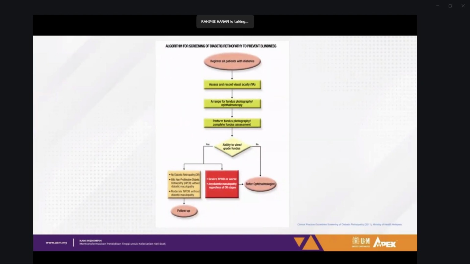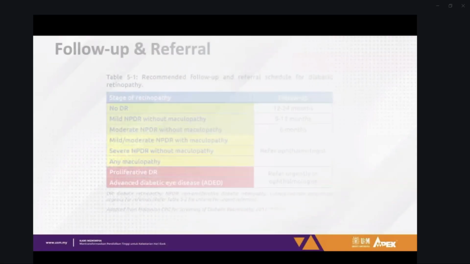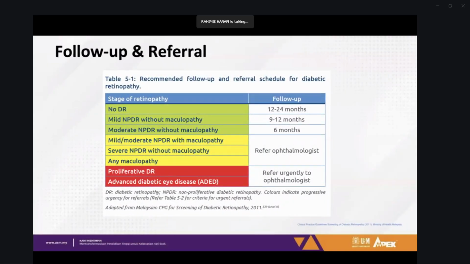This is the algorithm for primary care in screening diabetic retinopathy, from viewing the fundus photo and grading, and if needed, referring to the ophthalmology clinic. Okay, this is the table for follow-up and referral.